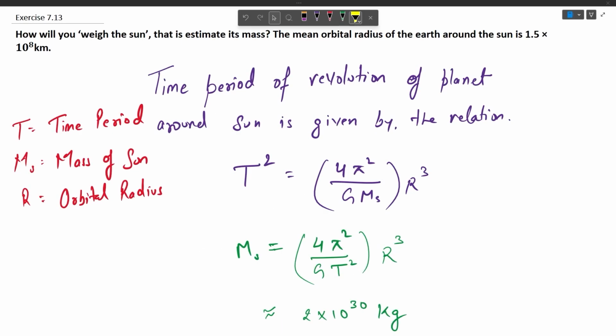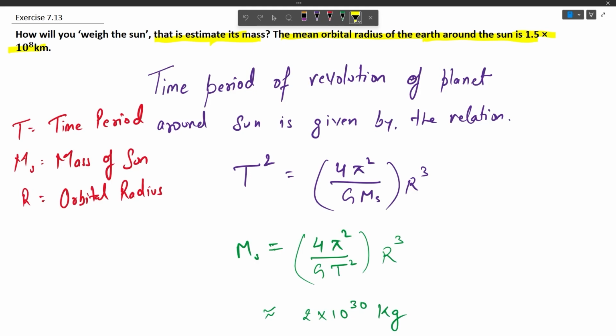The question says that how will you weigh the Sun, that is estimate its mass? The mean orbital radius of the Earth around the Sun is 1.5 into 10 raised to the power 8 kilometers. So we have to estimate the mass of Sun here, given that the orbital radius of Earth around the Sun is 1.5 into 10 raised to the power 8 kilometers, or 1.5 into 10 raised to the power 11 meters. Now we know the relation of time period and orbital radius of a planet around the Sun, that is T squared, the time period squared, equals 4 pi squared divided by gravitational constant times mass of the Sun, multiplied with orbital radius cubed.